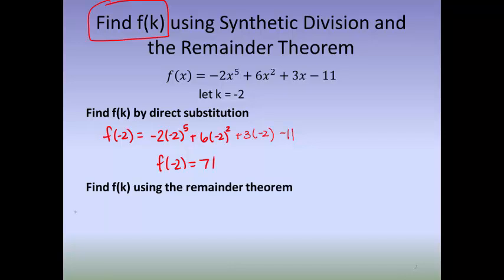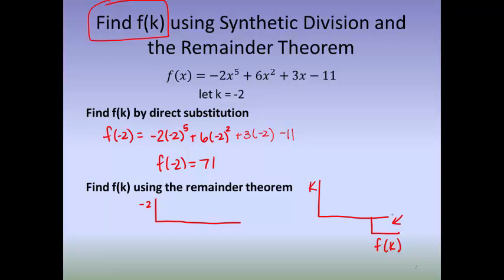All right, now we're going to find f of k using synthetic division and the remainder theorem. The idea is that when you use synthetic division with k as the outside number, your remainder is actually f of k. So that's what we're going to be doing. We're going to be substituting in the -2 and dividing it through, and the outcome of this is going to be 71, if we did this accurately. All right, so let's go ahead and try it.